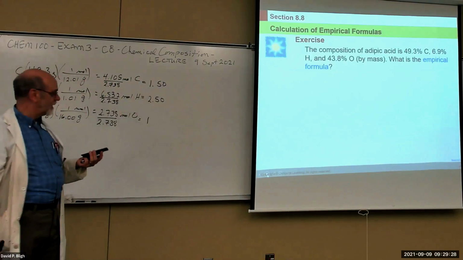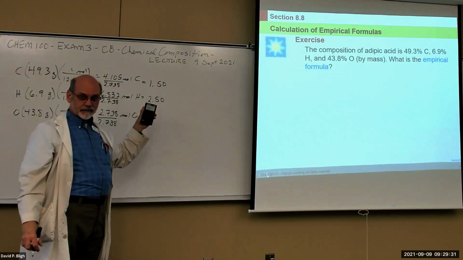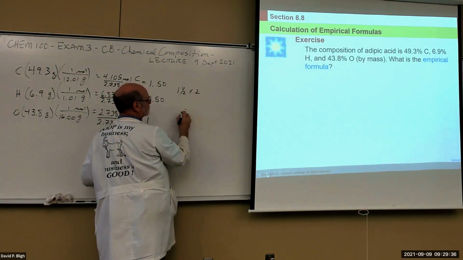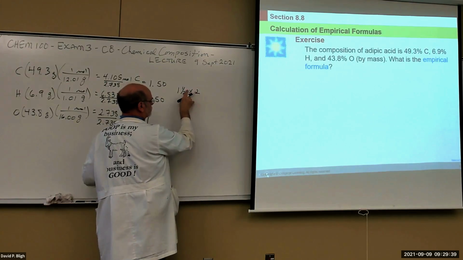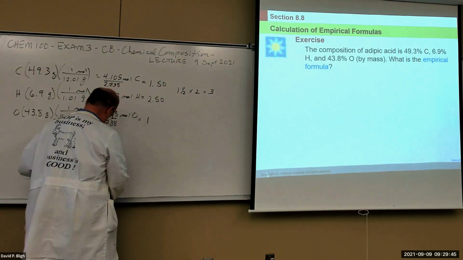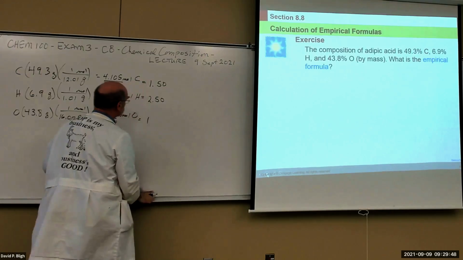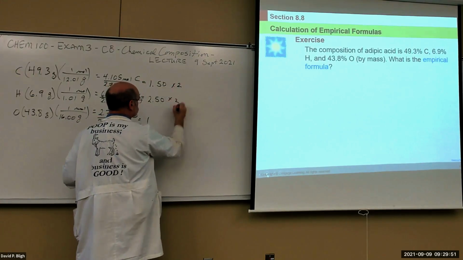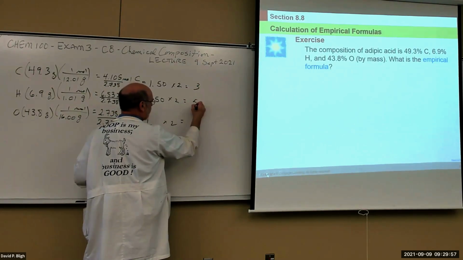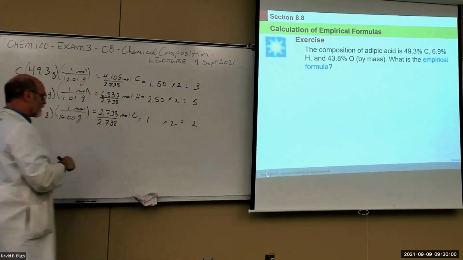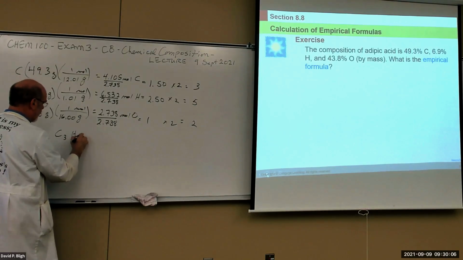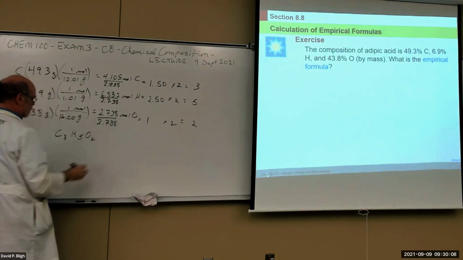Okay, we're getting close. Now this is a half. How do you get rid of a half? Right? This is 1.5 times 2, right? Means 2 plus 1 is 3. Right? So we know this one is times 2, times 2, times 2. Now we have 3. We have 5, we have 2. So our empirical formula is carbon 3, hydrogen 5, and oxygen 2.